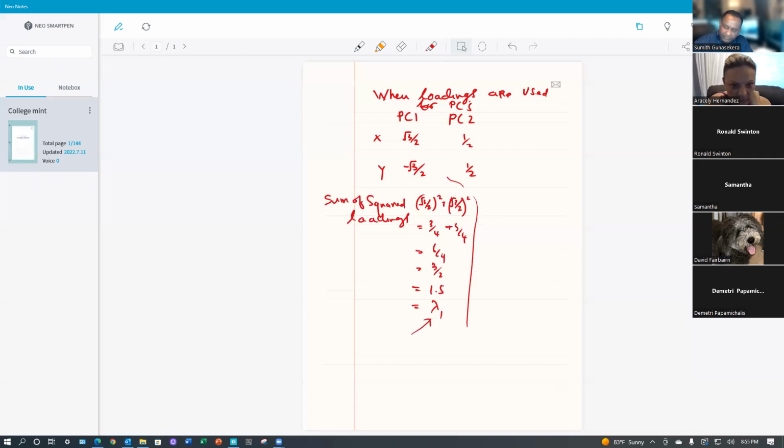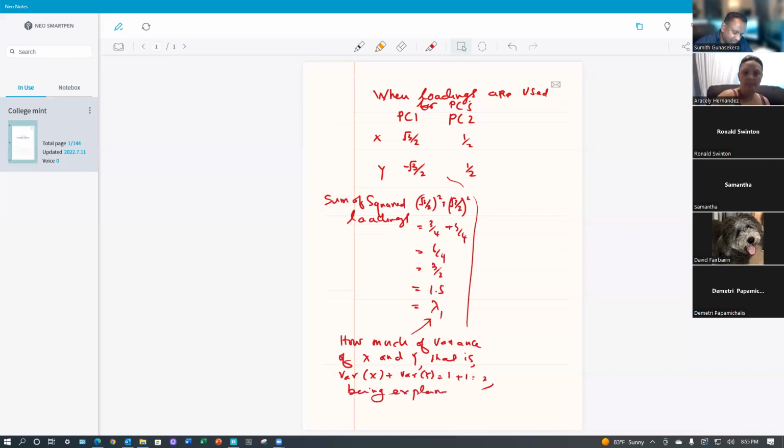So how do you explain this? That's the question now. You can say that's the variance, how much of the variance of x and y together, that is var of x plus var of y. In this case we already know those: 1 plus 1, which is 2, being explained by PC1. It's not the proportion. I simply say that much will be explained by this one.